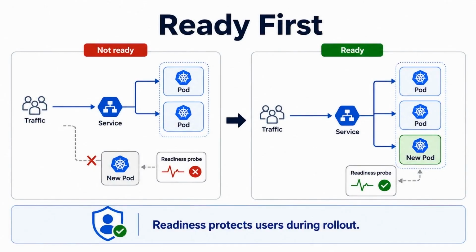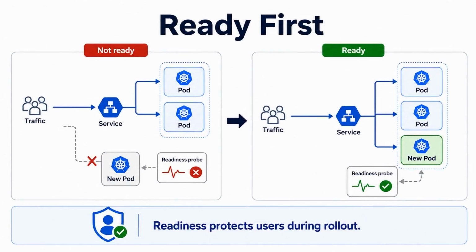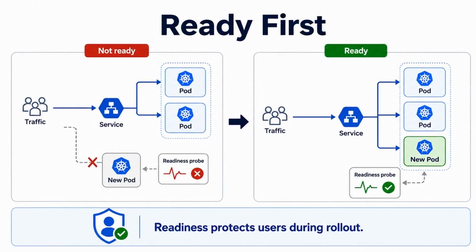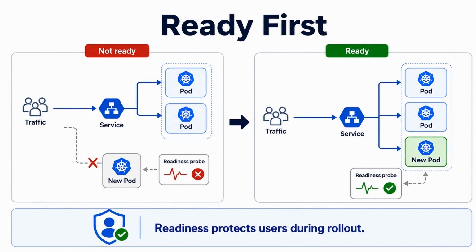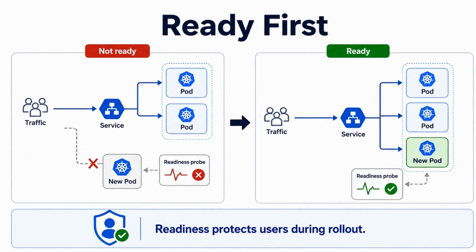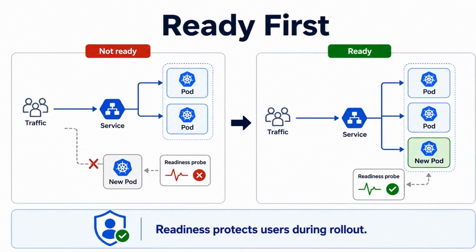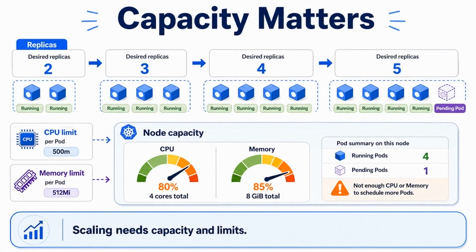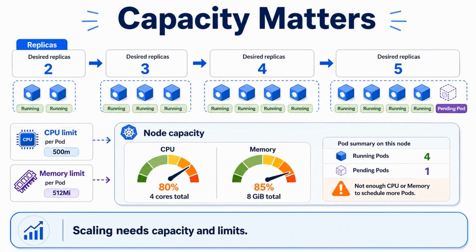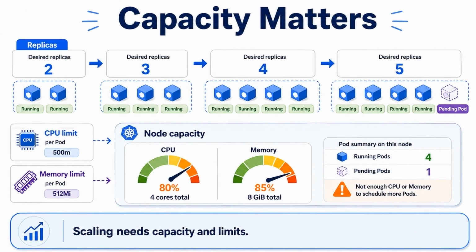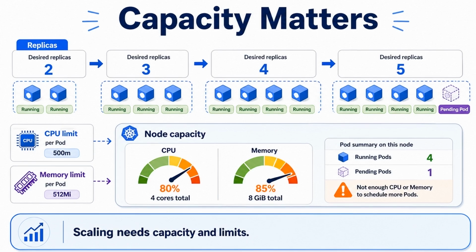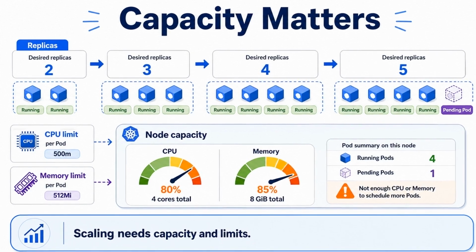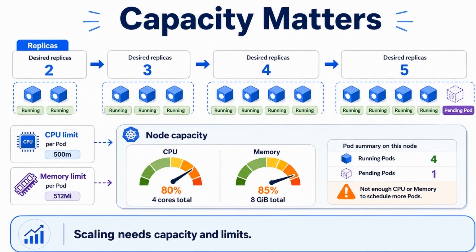In production, rollout safety depends on readiness. A new pod should not receive traffic just because it exists. It should receive traffic after it proves it is ready to serve. Replica count is not magic capacity. If the cluster does not have CPU, memory, or scheduling room, extra pods may stay pending. Good teams connect scaling decisions to resource limits and node capacity.